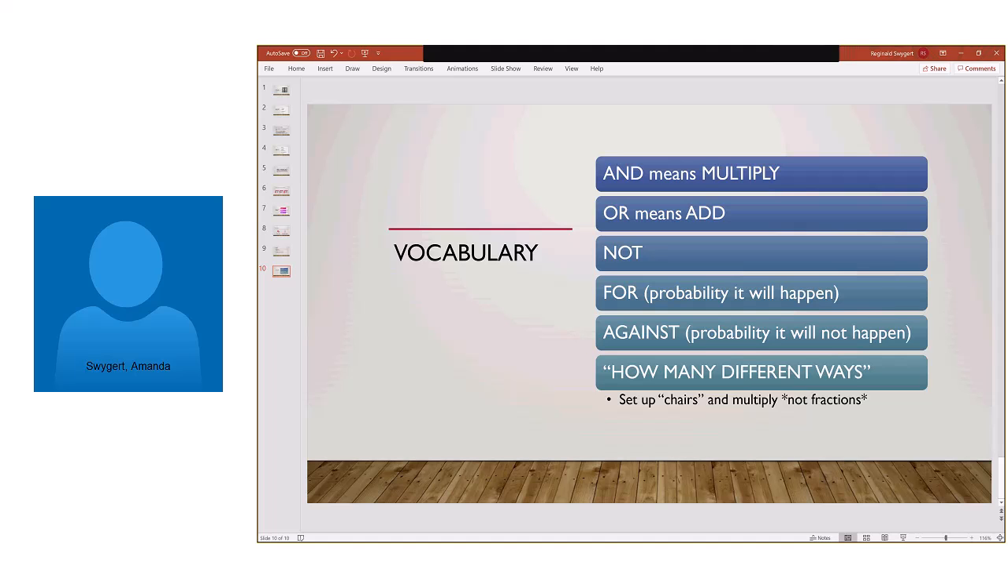For and against, that's just kind of helping you understand which one of these you're doing. The probability that will happen, which is just your straightforward, theoretical probability. The against is the probability that will not happen. So it's kind of going back to that idea of not. We didn't talk about the how many different ways just yet. Okay, so I'm going to go back and look at that one right now.